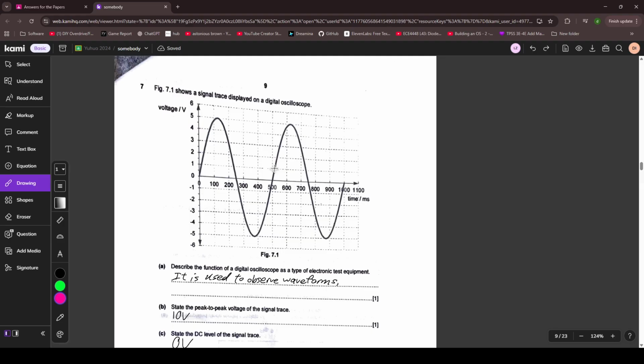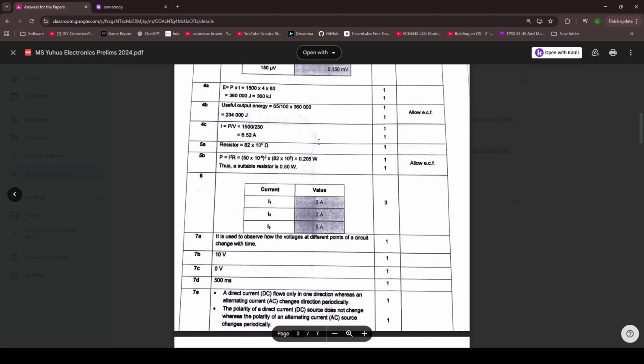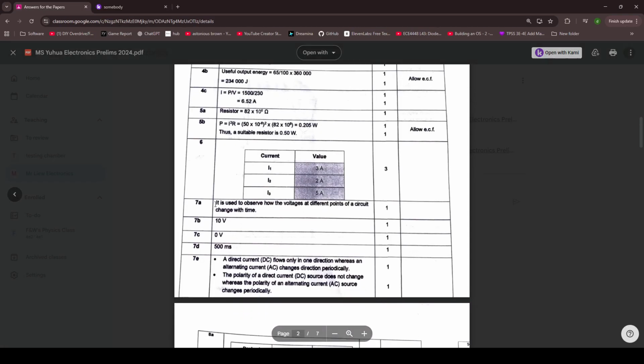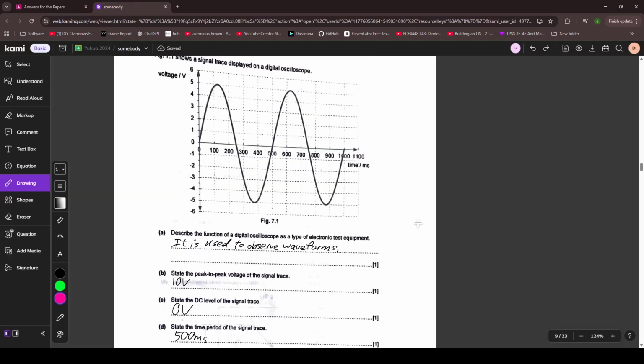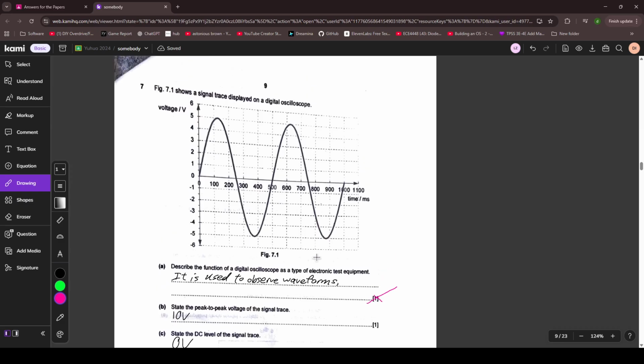Yeah, I think that works, but maybe a better way of saying it is to observe a signal as time progresses. It is used to observe how the voltages at different points of a circuit change with time. I don't think I can give you the mark for this one, sorry. I've seen many people make this mistake countless times. This is a chapter 15 thing, so I guess I'm compelled to make a video on it. So you can go ahead and check that out.